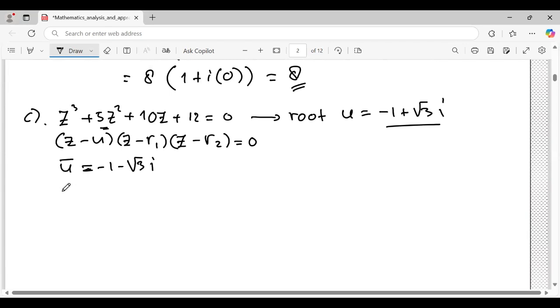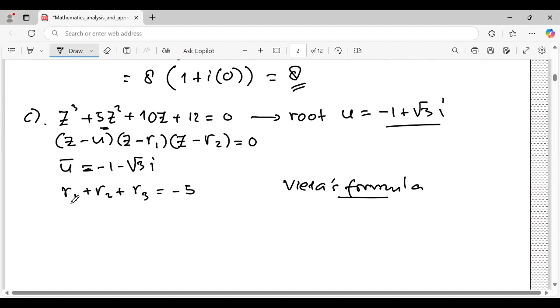So we can state that the first root plus the second root plus the third root equals minus 5, because according to Vieta's formula, the sum of the roots is given by the coefficient of c squared with the opposite sign. That's according to Vieta's formula.